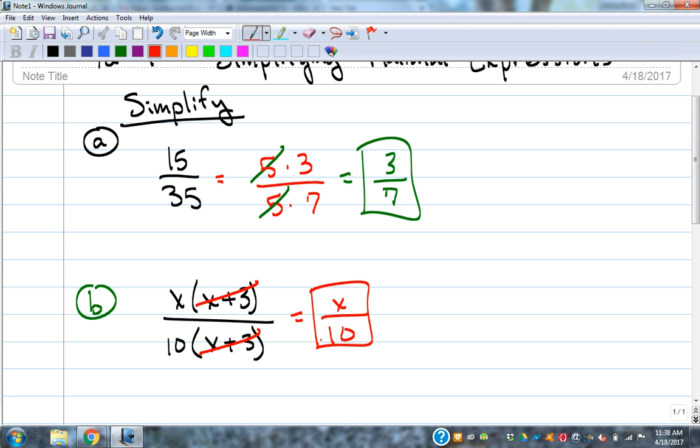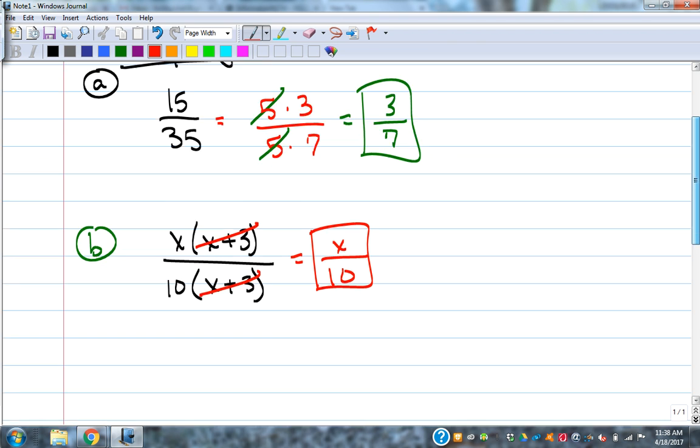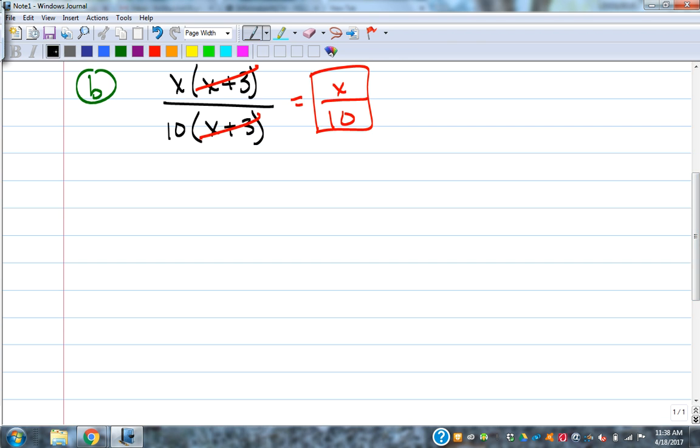So the name of the game is cancel a matching factor. We're going to have to factor some things today, using the factoring skills that we have learned over the course of the year. Okay. So before we get too deep into this, let's talk about these things called excluded values, because this is something you'll have to find before you even simplify.